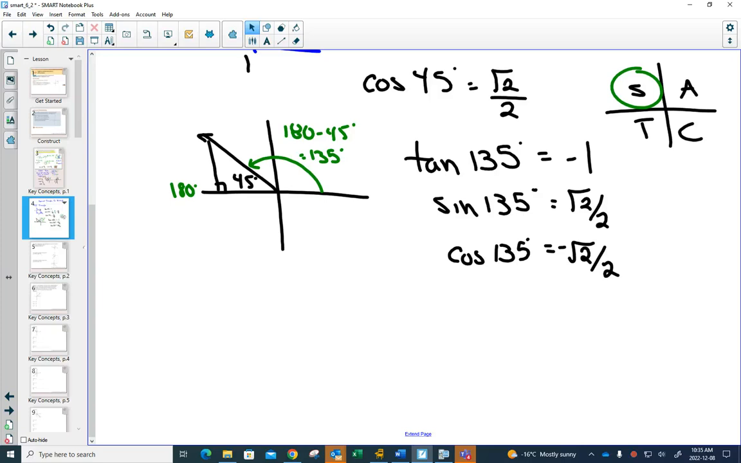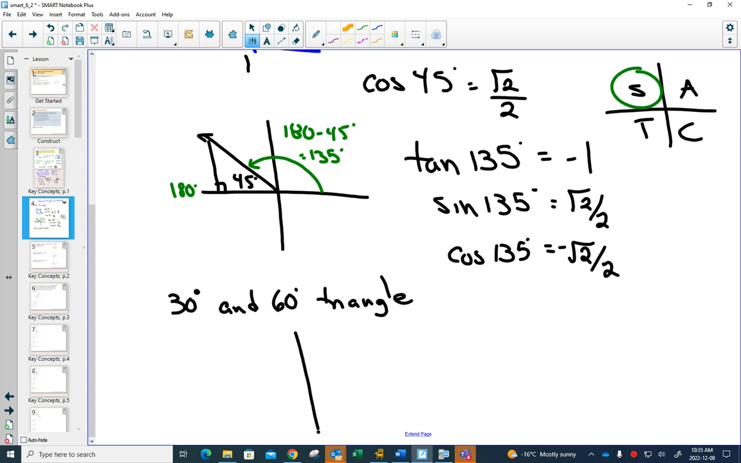The next triangle is the 30-degree and 60-degree triangle. They get put together because if I draw a right-angled triangle with 30 degrees, I also, because it has to add up to 180, get 60 degrees. Oops, I'm going to draw that the other way, sorry. Can you see that this one looks bigger? I'm going to put the 60 degrees here and the 30 degrees there.